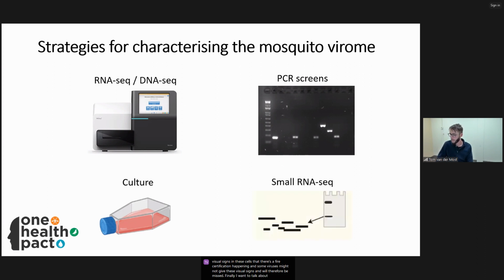Finally, I want to talk a little bit about small RNA-seq, which is basically like RNA-seq, but then specifically sequencing the 18 to 30 nucleotide range of RNA. And this has some advantages. This allows you to solve some of the issues that full RNA-seq might give, but it does require a little bit more background.